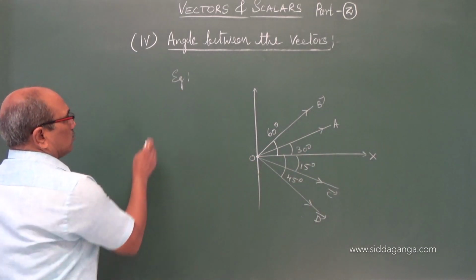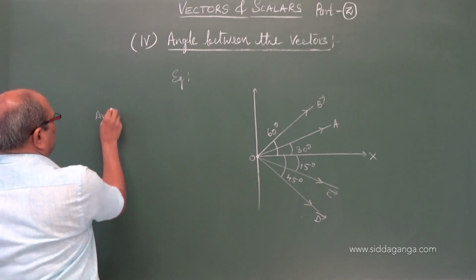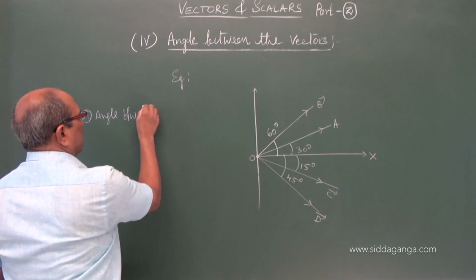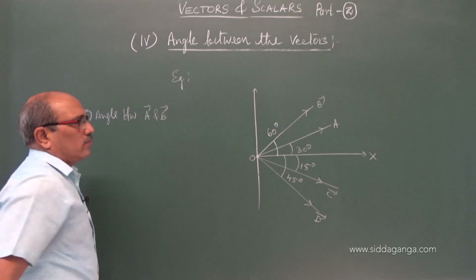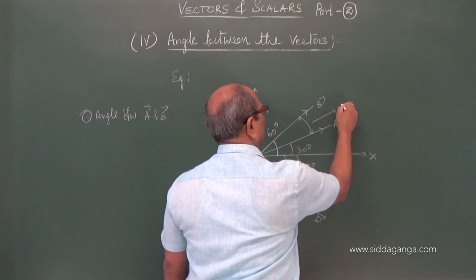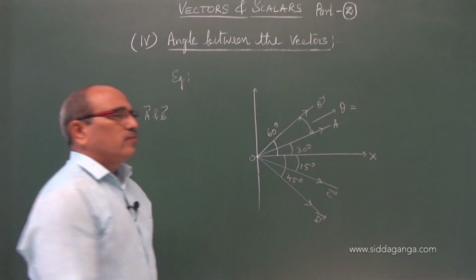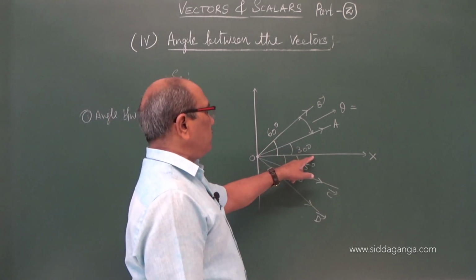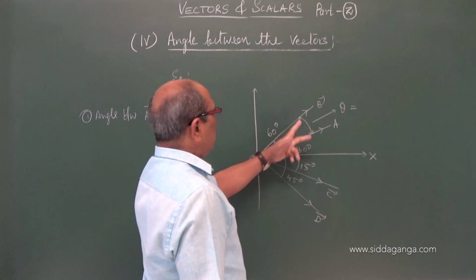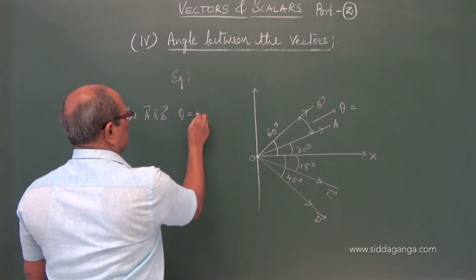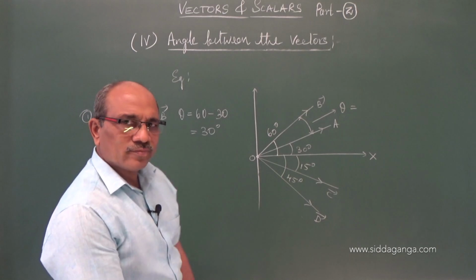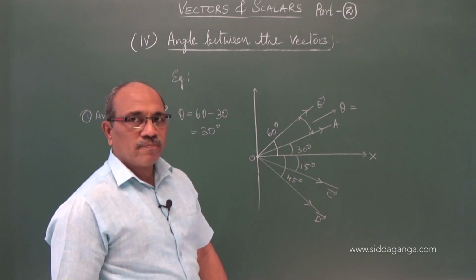Let us say I am asking the first question, the angle between A and B. You want this angle. It seems to be easy because from the reference line, if you move upward, it is 60, it is 30. If you want this only, what we do here is 60 minus 30 as 30 degree, a more easy job. There it does not come as a problem.